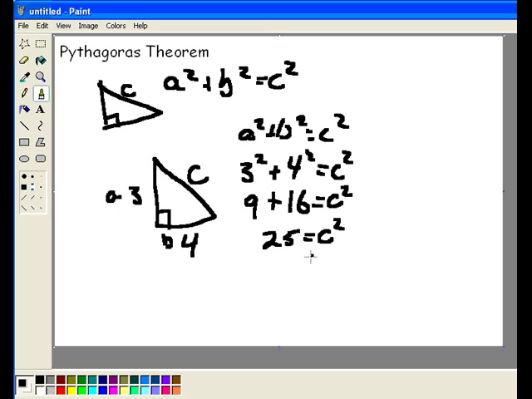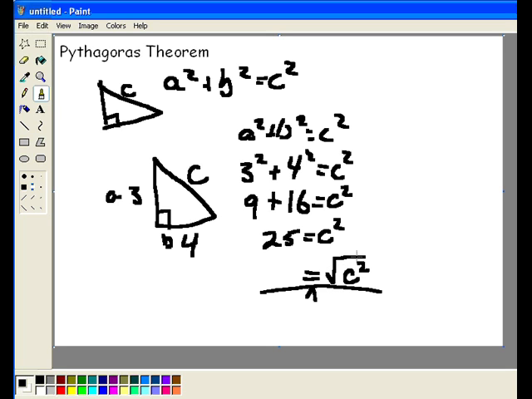Now, I still haven't solved the equation though, because I've solved for c squared, but I haven't solved for c. So what I have to do is somehow get rid of that squared sign. Well, in order to get rid of a squared sign, I could do the opposite of a squared sign to that side of the equation, which in this case is a square root.